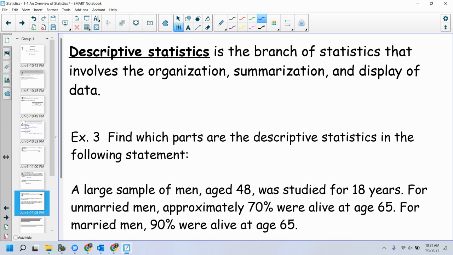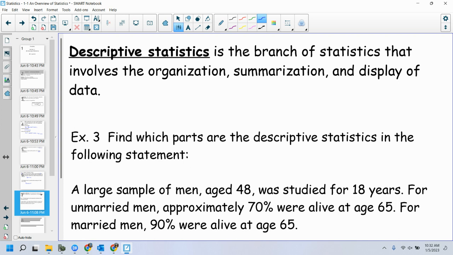Okay, chapter 2 is all about descriptive statistics. Descriptive statistics is the branch of statistics that involves the organization, summarization, and display of data. I think this is like robot statistics. Like, there are no feelings here. There are no angles to it. There's no spin to this. It's just describing.